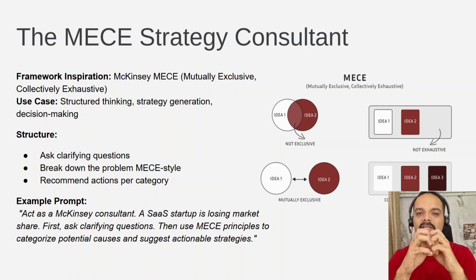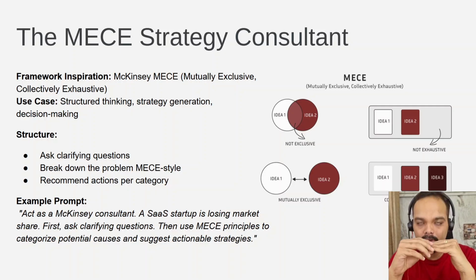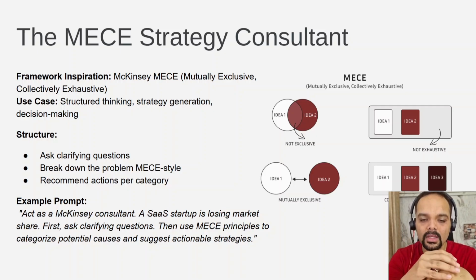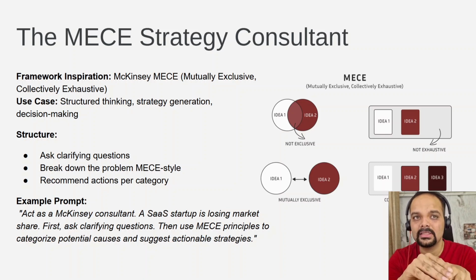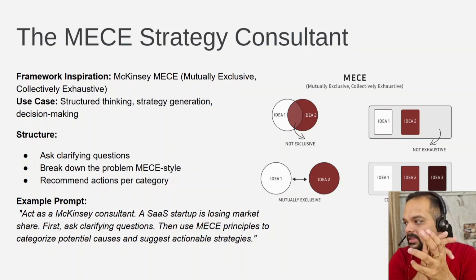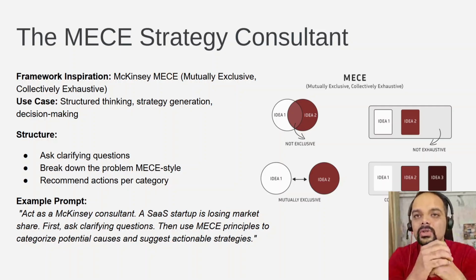To structure the prompt in such a way, the first thing is ask clarifying questions. Second, break down the problem in a MECE style. Third, recommend actions per category. The example can be: act as a McKinsey consultant. A SaaS startup is losing market share. You have to ask first clarifying questions, then use the MECE principle to categorize potential causes, and finally suggest actions. So when you use this, the output will be aligned to mutually exclusive and collectively exhaustive thoughts.